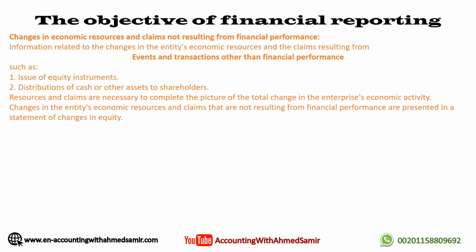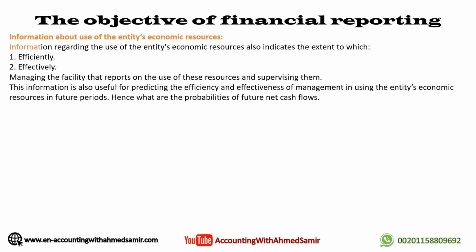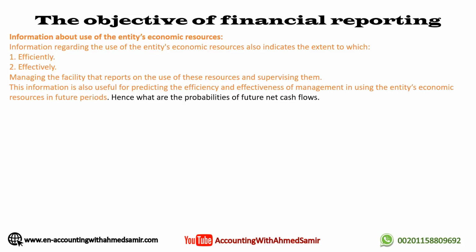Sixth, information about use of the entity's economic resources. Information regarding the use of the entity's economic resources also indicates the extent to which management of the reporting entity has used these resources 1. Efficiently. 2. Effectively. This information is also useful for predicting the efficiency and effectiveness of management in using the entity's economic resources in future periods. Hence, what are the probabilities of future net cash flows?